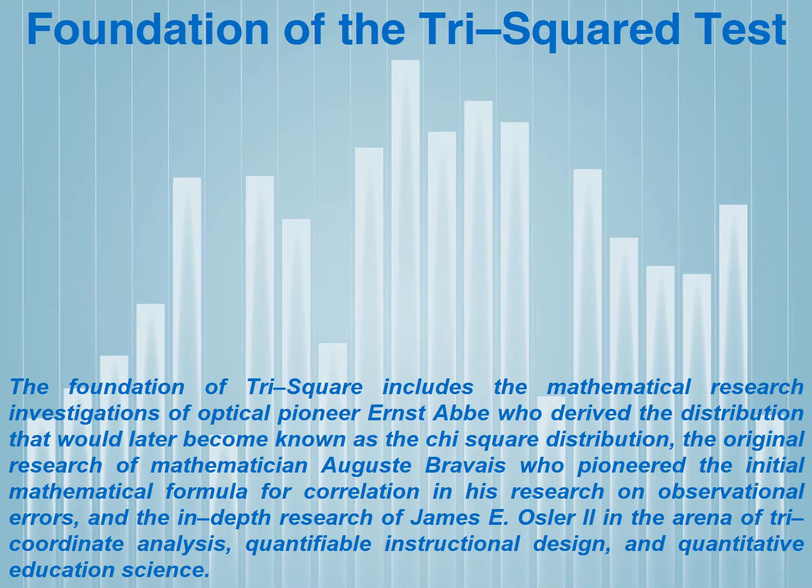The foundation of the tri-squared test. The foundation of tri-squared includes the mathematical research investigations of optical pioneer Ernst Abbe, who derived the distribution that would later become known as the chi-square distribution. The original research of mathematician Auguste Bravais, who pioneered the initial mathematical formula for correlation in his research on observational errors, and the in-depth research of James Edward Osler II in the arena of tri-coordinate analysis, quantifiable instructional design, and quantitative education science.